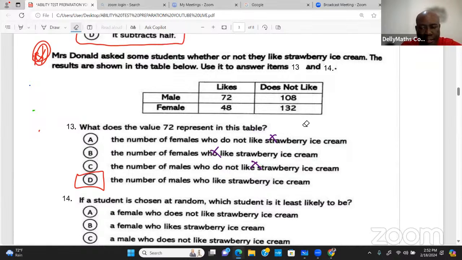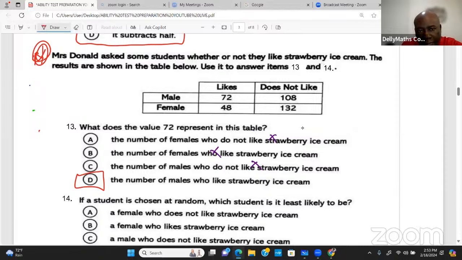Question 14 says, if a student is chosen at random, which student is it least likely to be? With least likely, we're talking about the less. So which one of these students will be of the smallest value in terms of numbers from your table? We want to be very specific right here. Come on guys, pick it up, question 14. What would you say your answer is? Let's go for it.